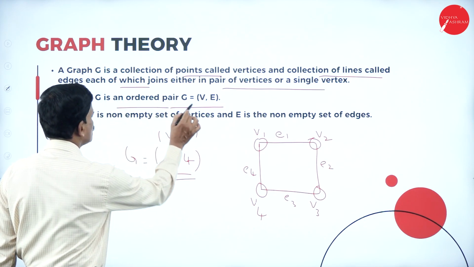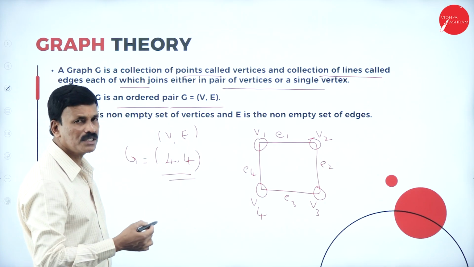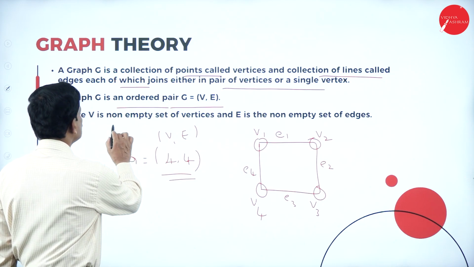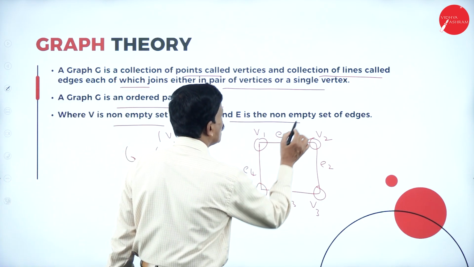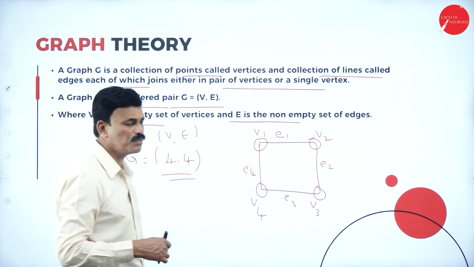So, a graph is an ordered pair denoted as (V, E), which contains the set of vertices and the set of edges, where V is a non-empty set of vertices and E is a set of edges. This is what we studied in our previous class.